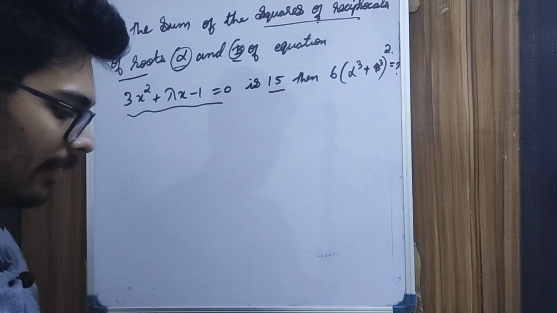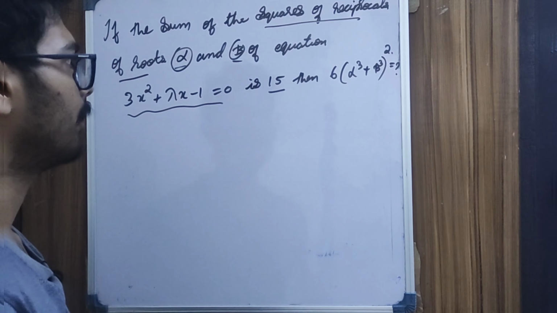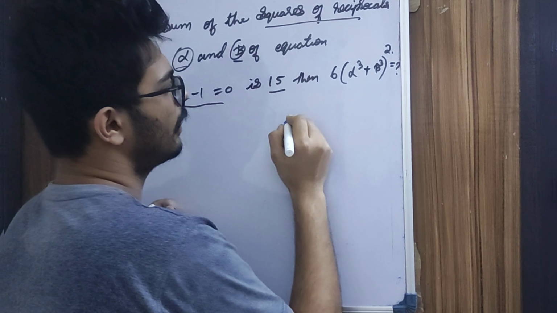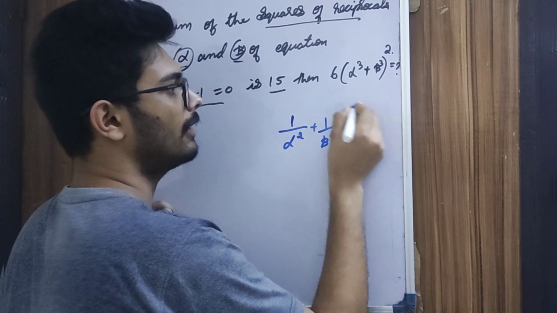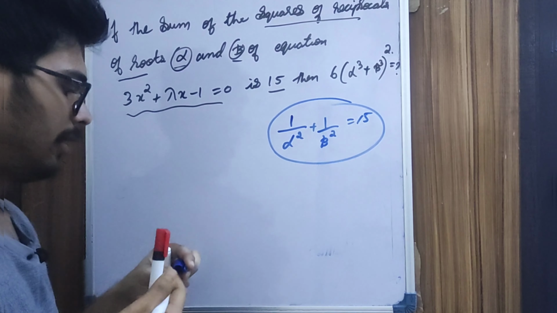So we can write what is given in the question. We can write it as 1 by alpha square plus 1 by beta square equal to 15, and this is what is given in the question.